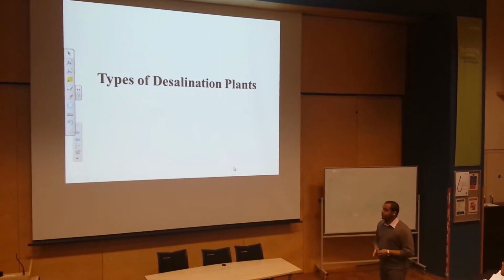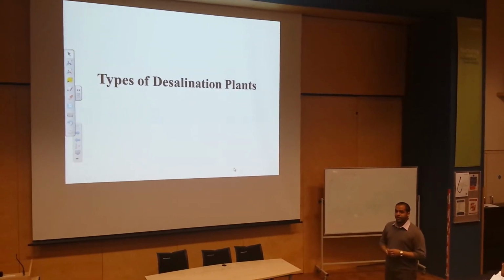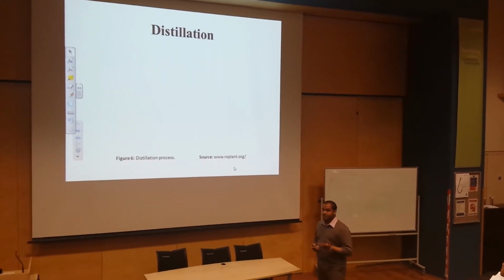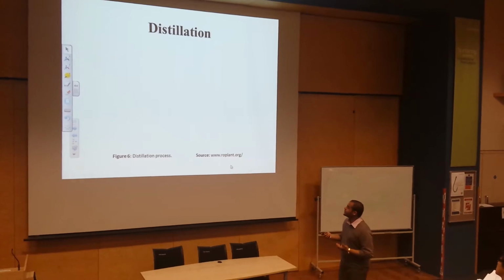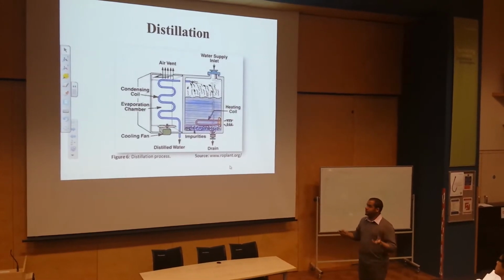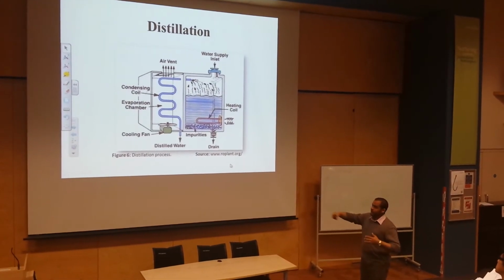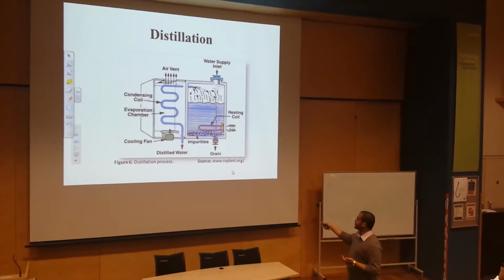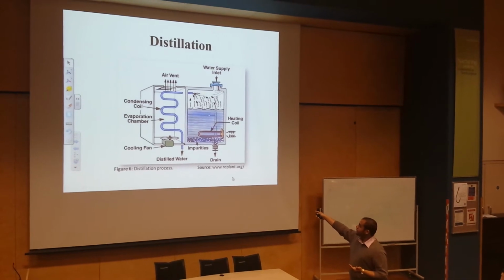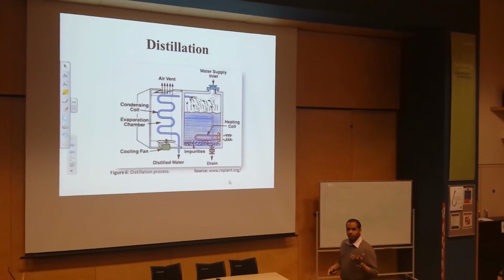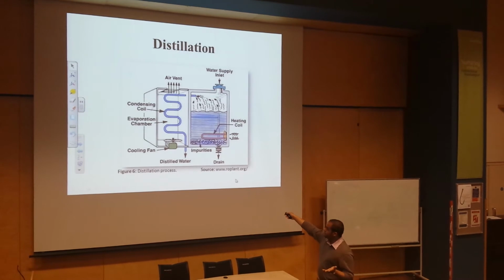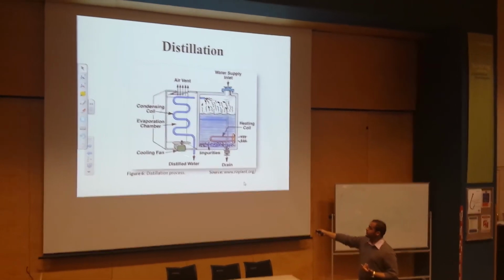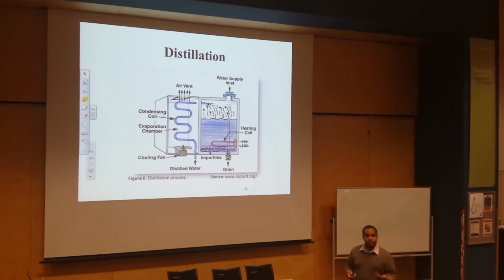Okay, let's move on to the types of desalination plants. We have 3 types, or 3 methods, of desalination. The first one is distillation. So what is distillation? Distillation uses heat energy to boil the water, which can be seawater, fresh water, or wastewater, any type of water. Heat the water, and the water vapor goes into another chamber where it is cooled down and then condensed into distilled fresh water, drinkable water for us.